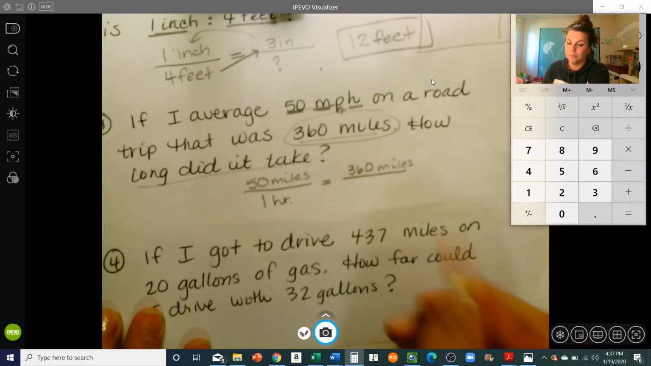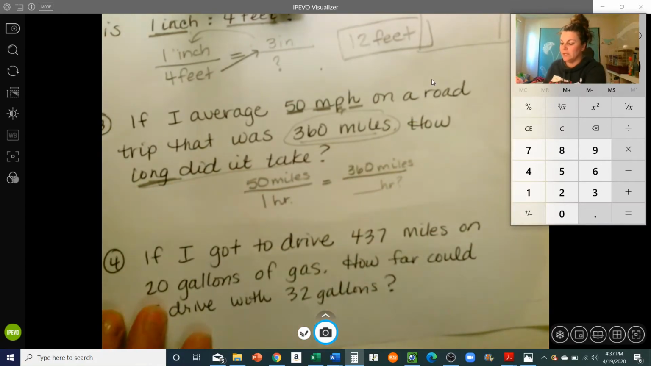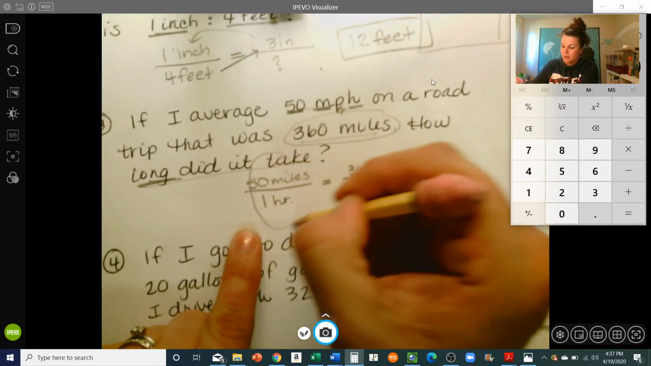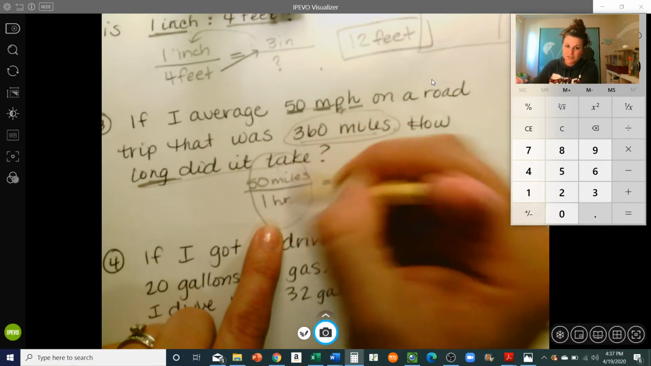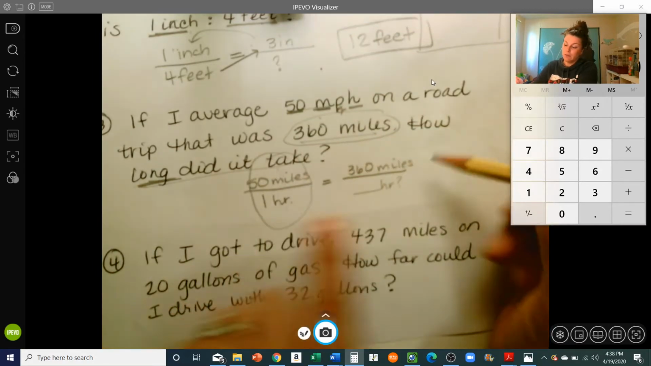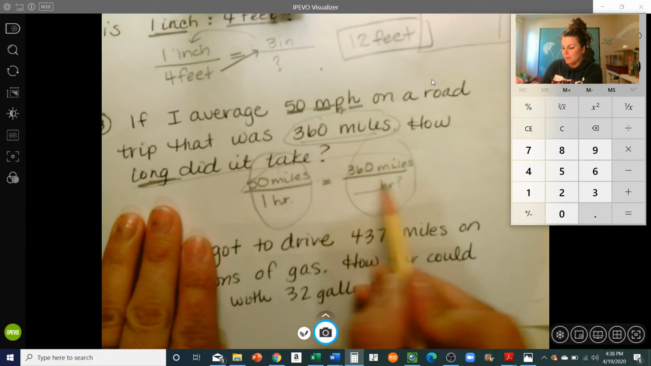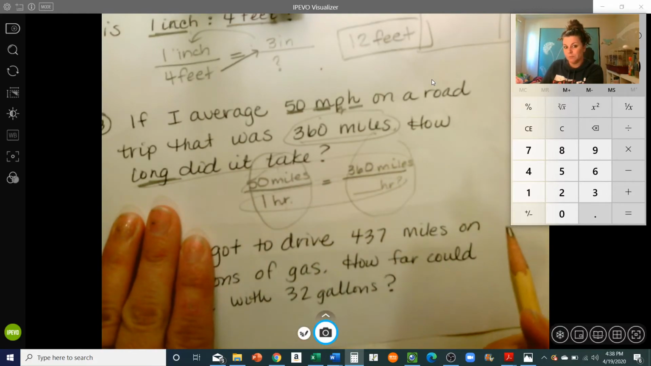Okay. And then I'm trying to find out how many hours that is, how long it will take. So notice here, this is my smaller amount. This is like my scale, basically. Okay. My smaller amount. And this is my larger amount. And I have my miles on top and I have my hours on bottom.